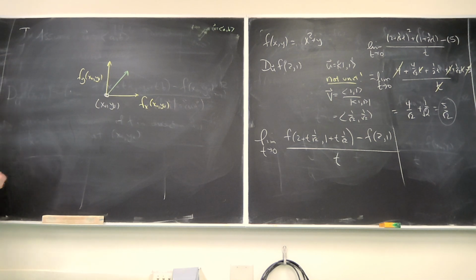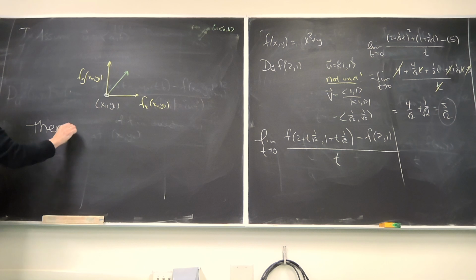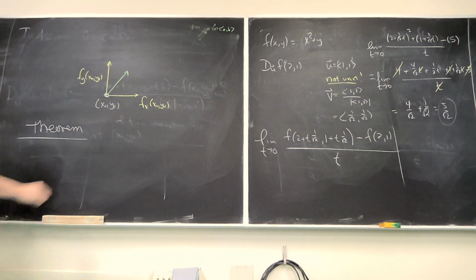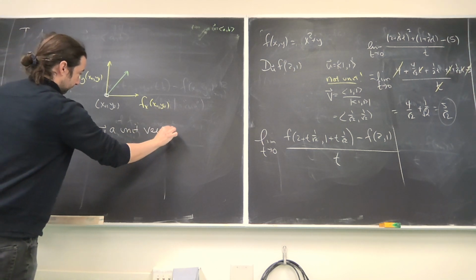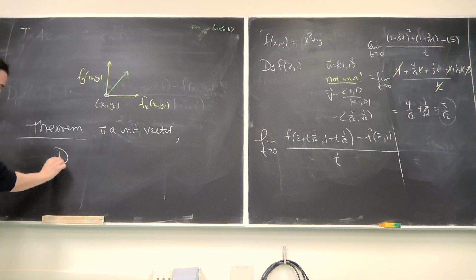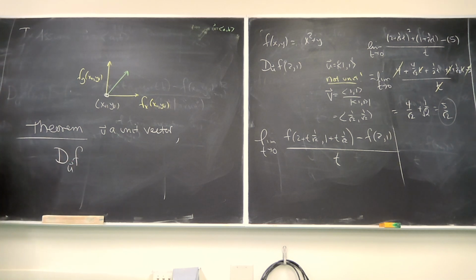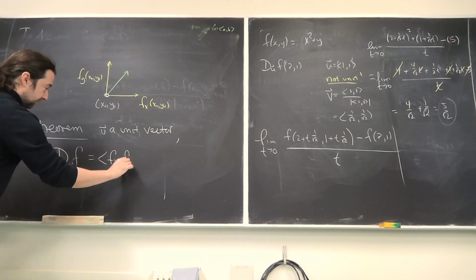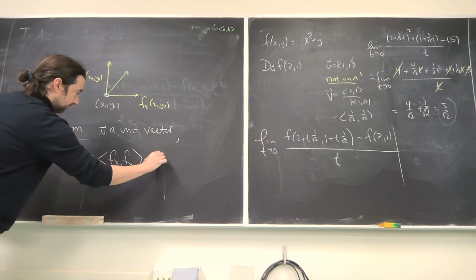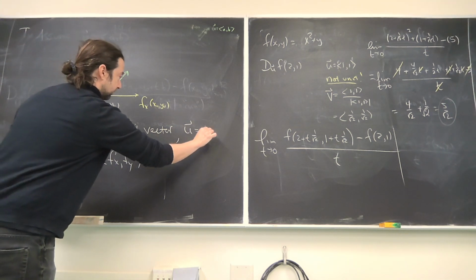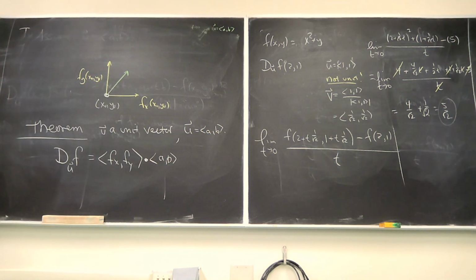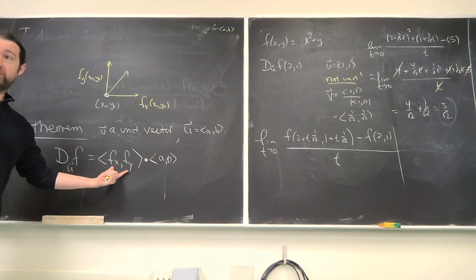And so it turns out this is our first big theorem here. If u is a unit vector, say u is equal to (a, b), then the directional derivative of f in the direction u is equal to (fx, fy) dotted with (a, b). That's quite a bit easier. That says I don't need to do anything with limits. I can just calculate some partial derivatives and take a dot product.